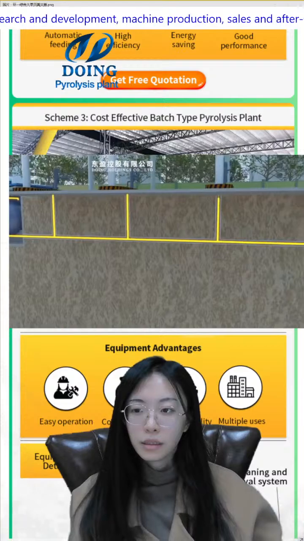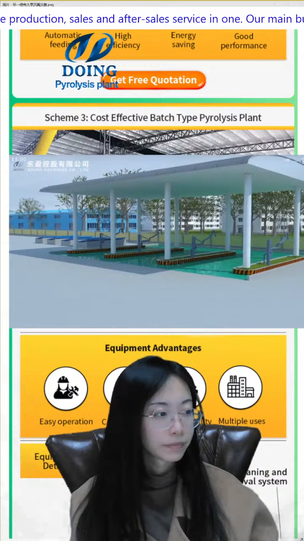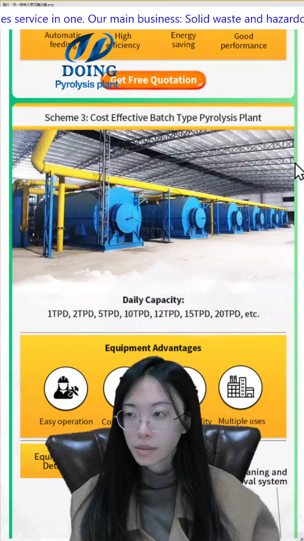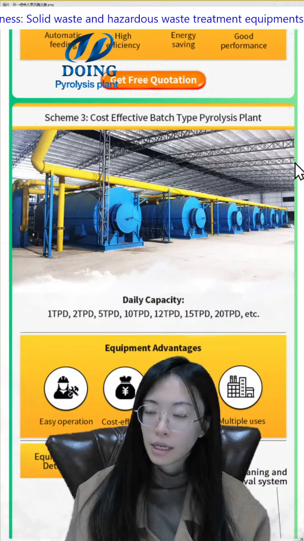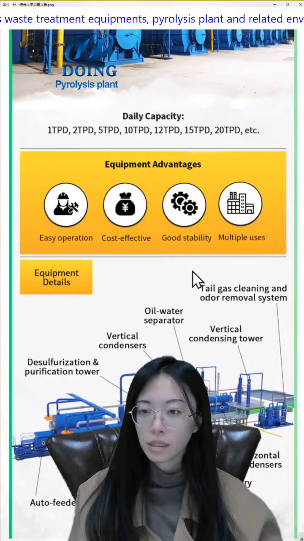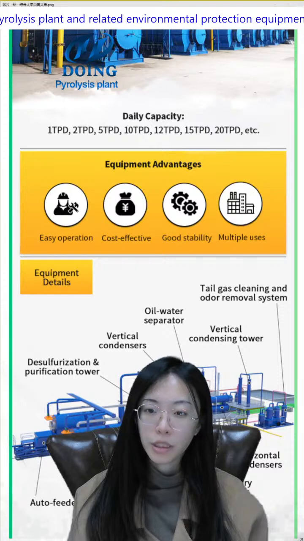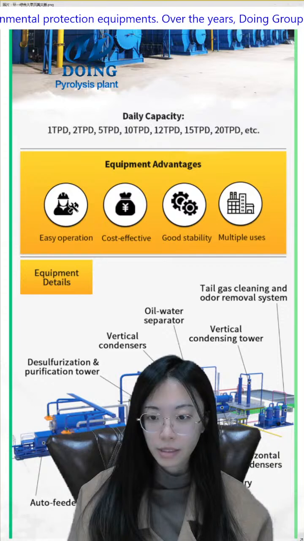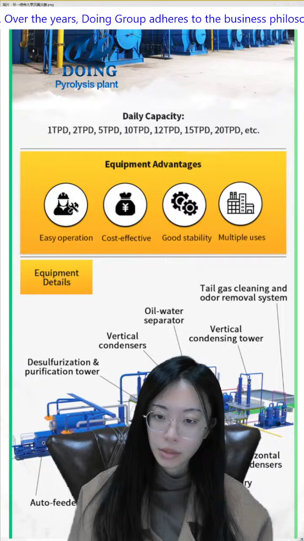And this is the batch type pyrolysis plant. Well, are there any questions about this? About this technique or the 3D video, you can also comment. And about the advantages of the batch type, it's easy operation, cost effective, good stability, and multiple use. And this is a much cheaper device, compared with the semi-continuous and the fully continuous.